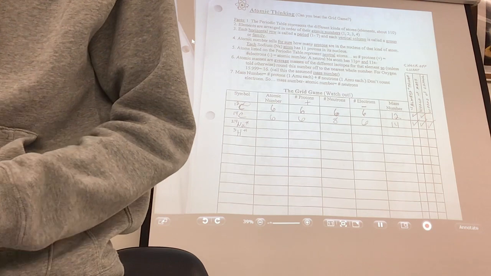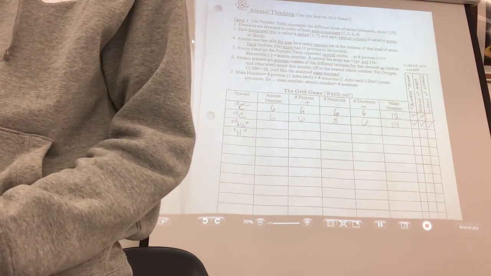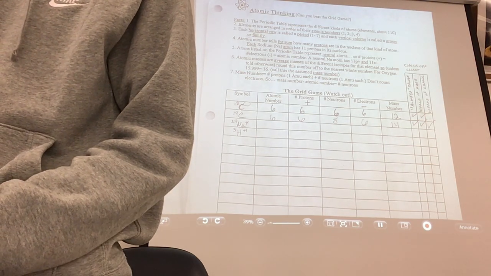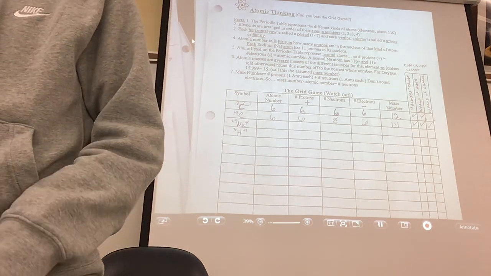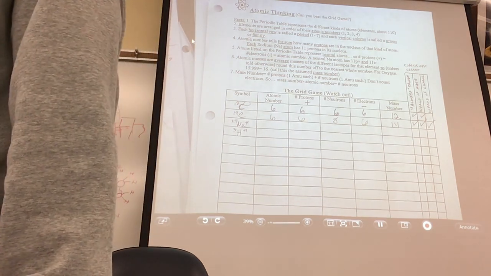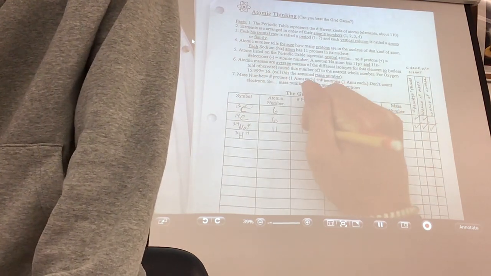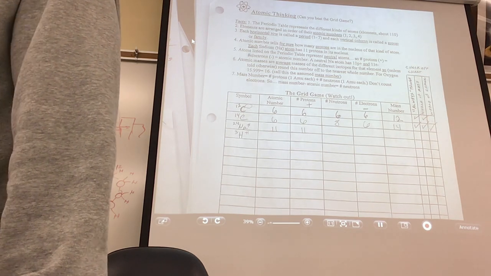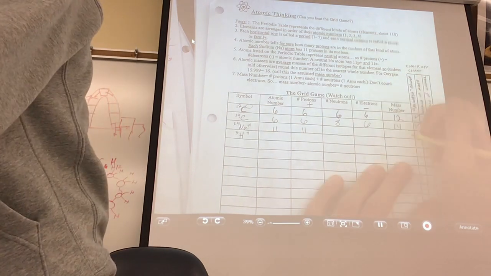The atomic number is the number of protons. What is it? 11. For any element? No, just for sodium. Okay, so sodium's atomic number is always 11? Yes. So it would be 11 and 11. The number of protons for sodium is always 11? Always. Okay. Check that box off.